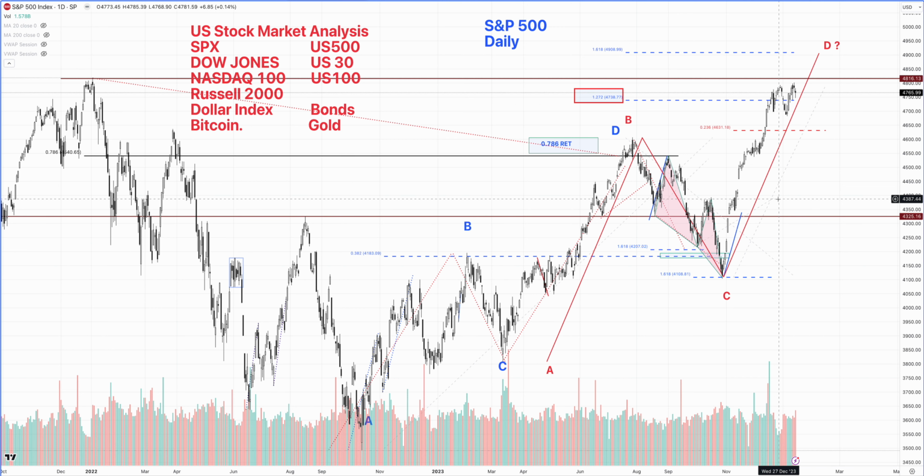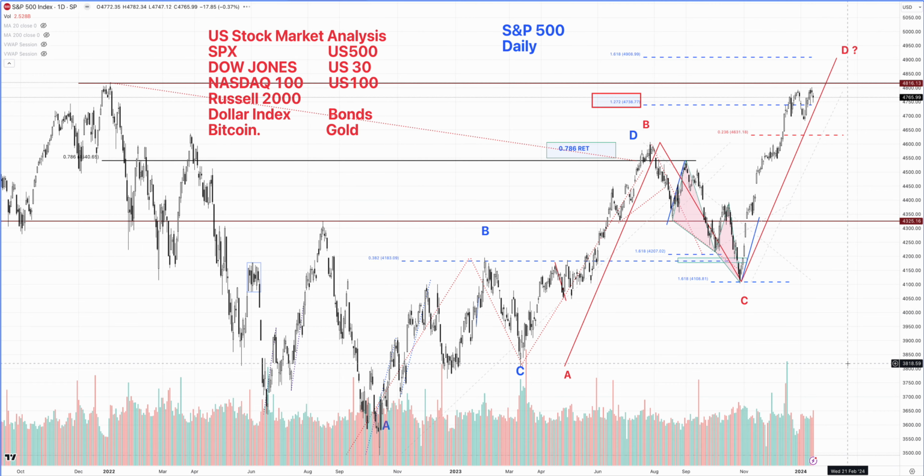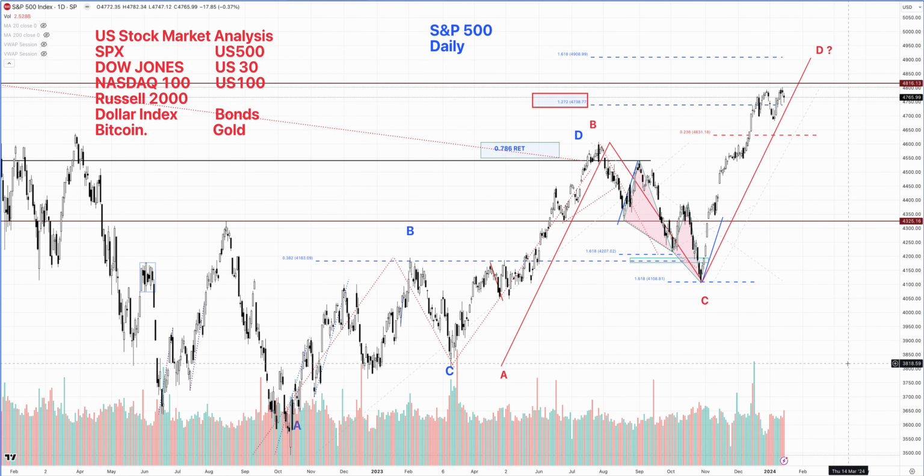And there's a good chance that the market might make an attempt to complete this pattern, and after that we'll have to wait and see. Maybe this is what the markets are waiting for. So this is the pattern we are watching.